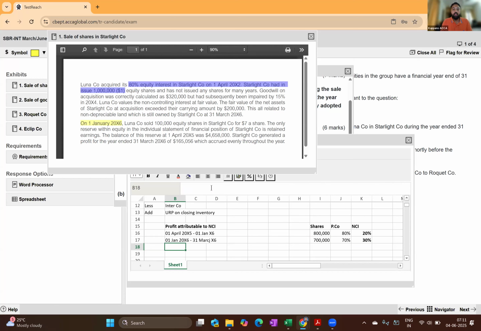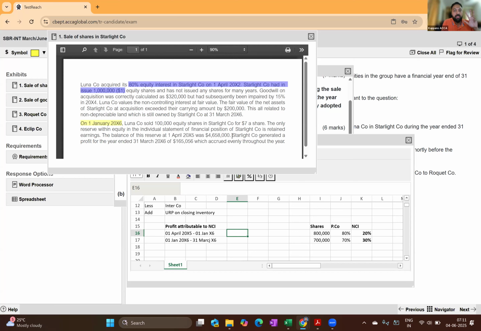So we can say that from 1st April X5 to 1st January X6, non-controlling interest is 20%. So how many months are there? April, May, June, July, August, September, October, November, and December. 1st January is just 1 day, so don't take it. So from 1st April X5 to 1st January X6, 9 months.